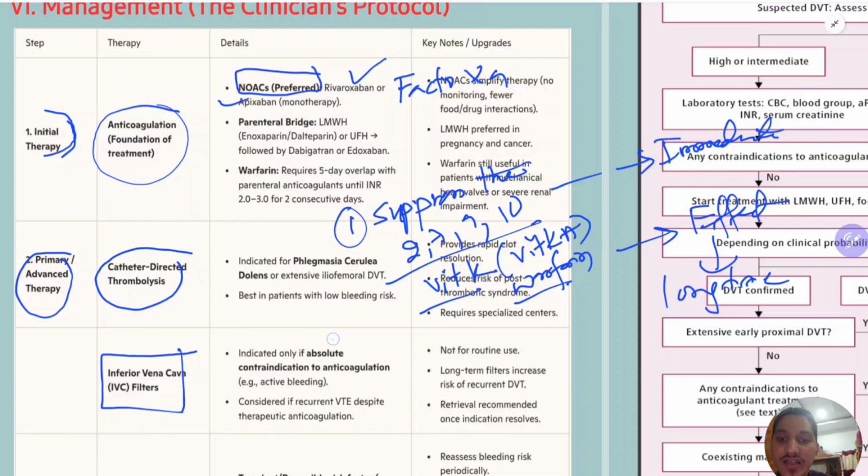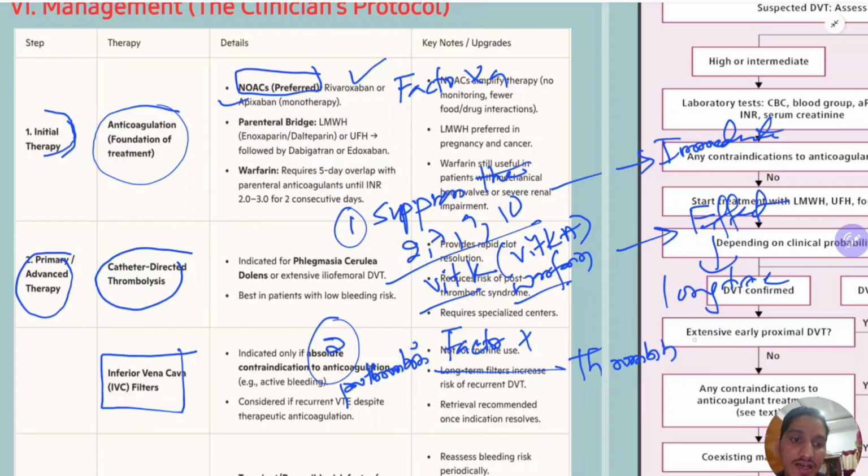This is one thing. Second thing is, under the presence of factor 10, prothrombin is converted to thrombin, and this thrombin is important for platelet thrombus formation.